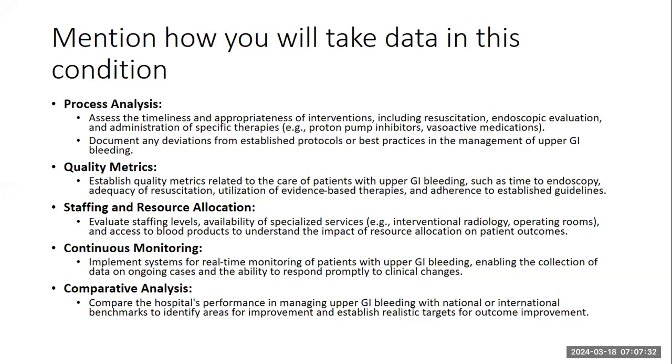I will take data on quality metrics. I will establish quality metrics related to the care of patients with upper GI bleeding, such as time to endoscopy, adequacy of resuscitation, utilization of evidence-based therapy. I will also audit and record staff and resource allocation. I'll evaluate the level of staffing in the facility, availability of specialized services such as interventional radiologists and operating rooms, and then access to blood products.